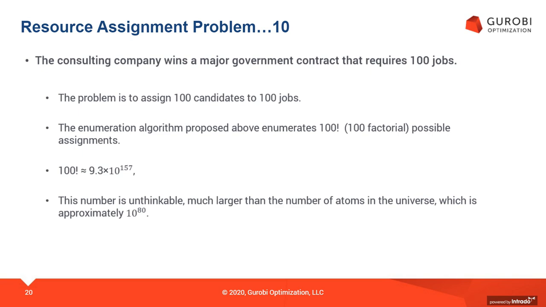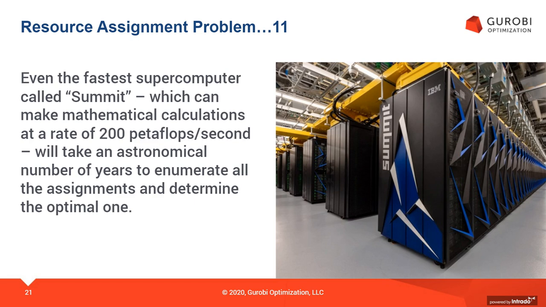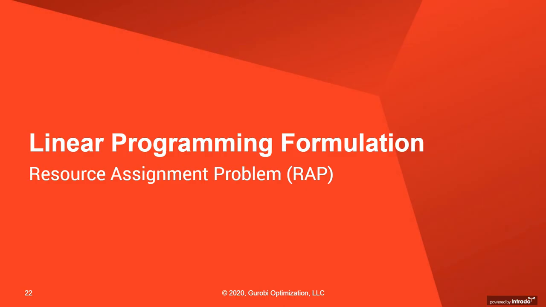157 zeros. This number is really unthinkable because this number is much larger than the number of atoms in the universe, which is approximately a number with 80 zeros. So even if you use the fastest supercomputer today, that is called Summit, which can make mathematical calculations at the rate of 200 petaflops per second, Summit, this supercomputer, will take an astronomical number of years to enumerate all the assignments and determine the optimal solution. So really, this enumeration approach is completely impractical.